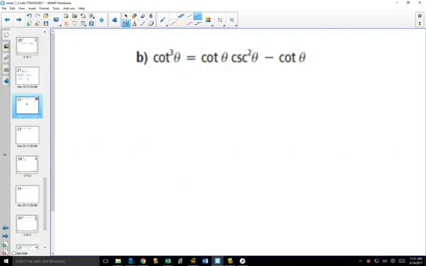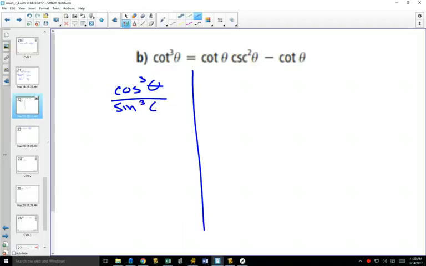For the second one, I'm going to show you 2 different techniques, because coming around, I saw some people choose to change things to sine and cos, and I saw some people choose the idea of a Pythagorean identity as a way to make it shorter. So I'm going to start with the sine and cos way, because a number of you started with that, and it will work. It'll just be a little bit longer. So cotangent is cos over sine, so cotangent cubed will be cos cubed over sine cubed.